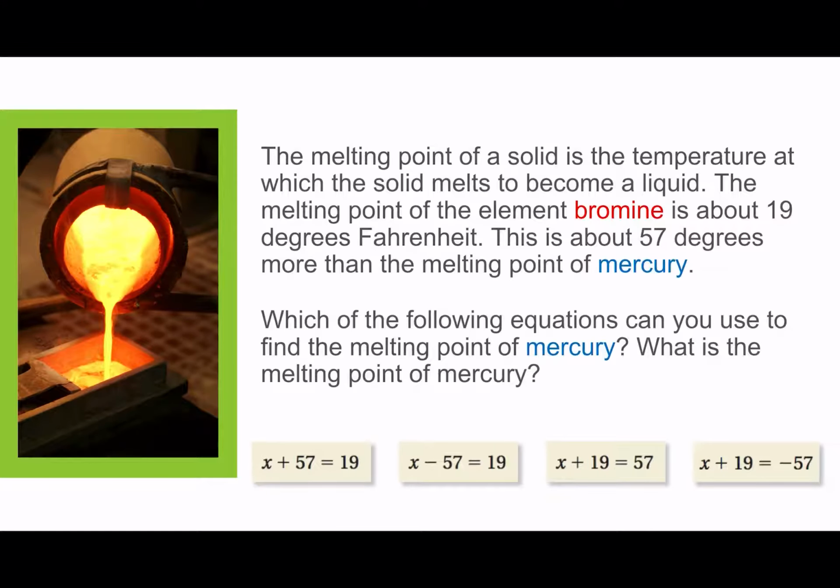Okay, this example. The melting point of a solid is the temperature at which the solid melts to become a liquid. The melting point of the element bromine is about 19 degrees Fahrenheit. This is about 57 degrees more than the melting point of mercury. Which of the following equations can you use to find the melting point of mercury? Out of all these equations, we can use x plus 57 equals 19 to solve it. To solve it, I want to get x by itself, so I subtract 57 from the side with x, and also subtract 57 from 19, which ends up being -38 degrees Fahrenheit.